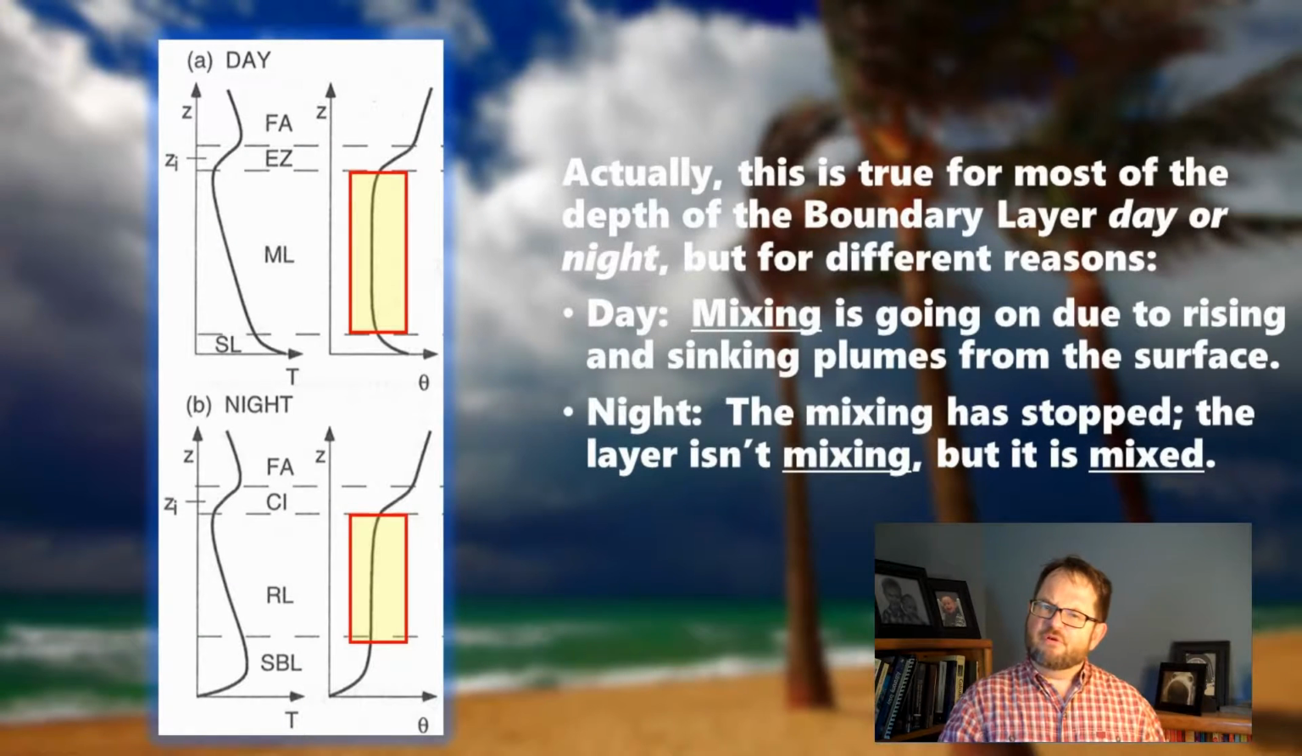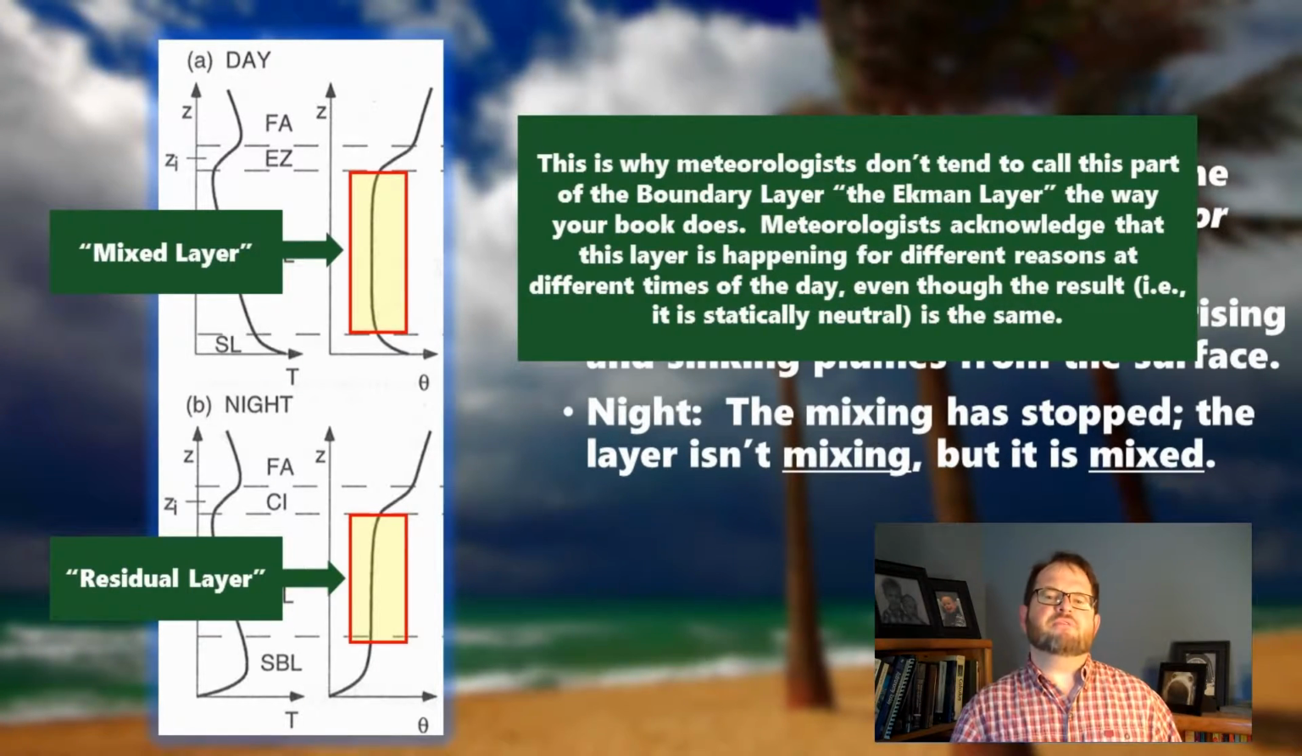So at night, we have a different word for the boundary layer. Through most of the depth of the boundary layer, we call that the residual layer. It is a residual effect of the very large amounts of mixing that happen during the day.